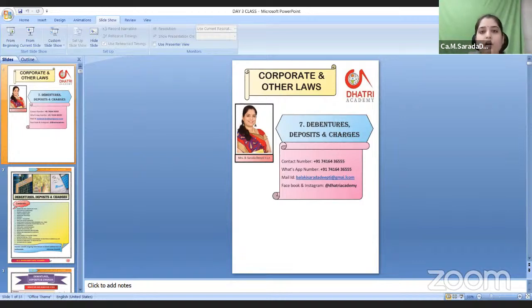And when you're writing practical questions especially, you should also be careful about the provision and the concept. The correct inputs and the correct provision, whether you are passing a special or an ordinary resolution, you should be thorough with all those things and write the correct one. You cannot change it according to your will and wish. You need to mandatorily follow the statutory provision given under the Companies Act.